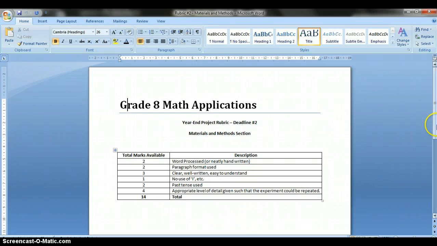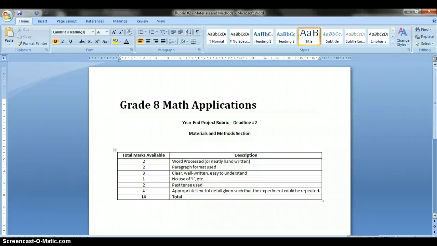So let's go to the rubric. How's it going to be evaluated? Well, this is deadline 2, materials and methods. Well, first off, it's going to have to be word processed. No pieces of paper with something scribbled on it. Okay? Paragraph format used, that is, you're getting 2 points for something extraordinarily standard, because I go over those exemplars because that is exactly how I would expect you to email it to me.